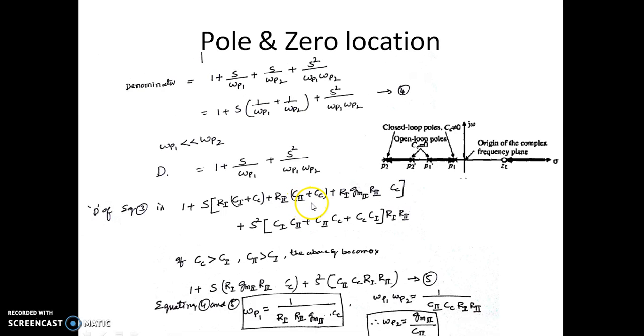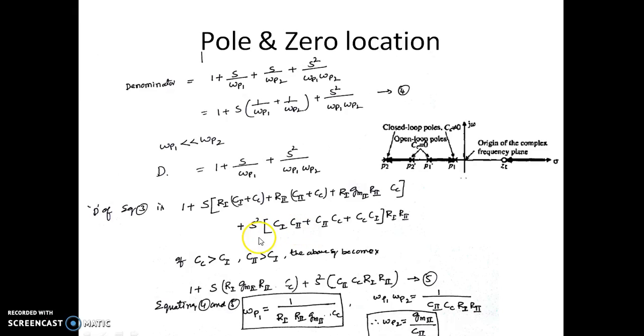Out of these three terms, this Cc is multiplied by gm2 R2 as well as R1. So this term happens to be the large contributor among all the coefficients of S. So we retain only this term. We neglect R1 into C1 plus Cc plus R2 into C2 plus Cc. This is the term which is contributing more to the coefficient of S rather than these two. So we neglect these two terms compared to this. That's why we are writing the denominator of the expression as S into R1 gm2 R2 into CC.